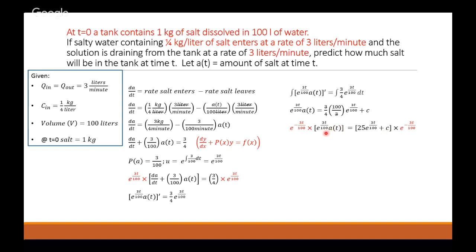Okay, so what does it get? It eliminates the integrating factor from this side of the equation. It cancels the integrating factor off of this coefficient of 25, and now you end up with the integrating factor times the constant of integration. And that is your general solution. So we've got a general solution now. So we know the salt at any time t is equal to 25 plus the constant of integration times e raised to the negative 3t over 100, since we divided by the integrating factor.